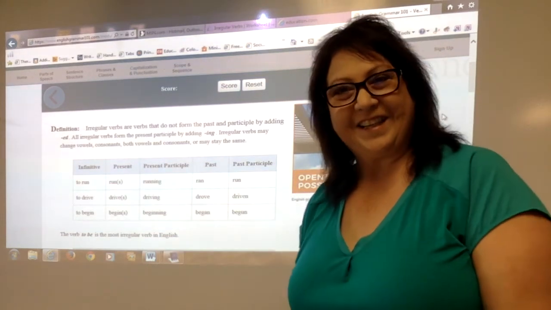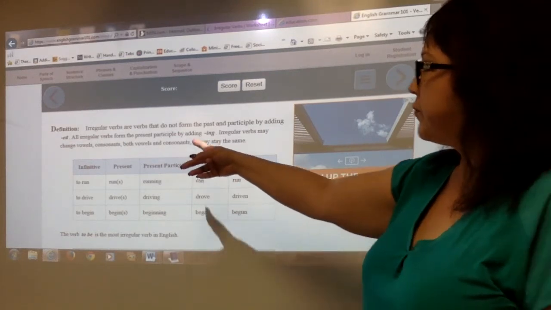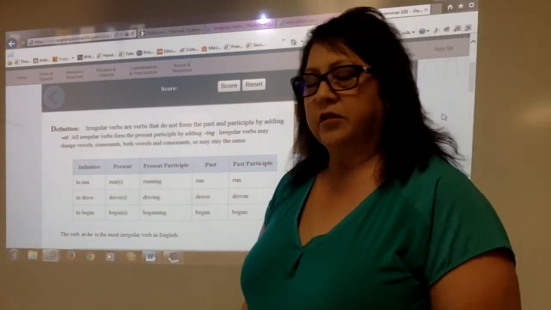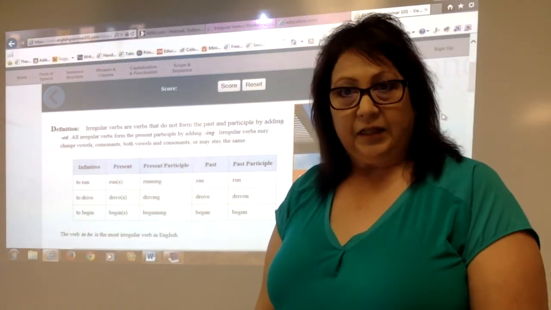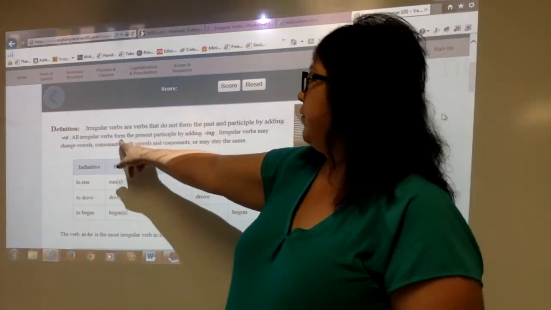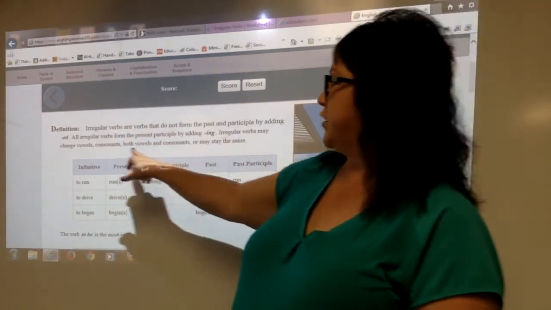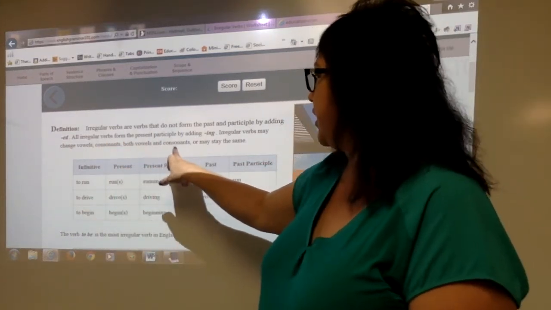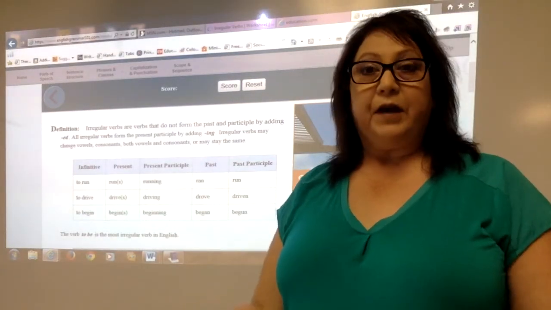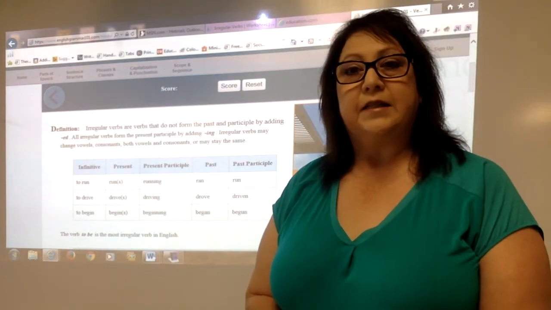So, ready? Let's go. The definition of irregular verbs: verbs that do not form the past and past participle by adding ed. So what that is saying is we're not adding ed to these verbs. Instead, irregular verbs form the present participle by adding ing. Irregular verbs may change vowels, consonants, both vowels and consonants, or they may stay the same. That's a very technical definition. So let's work through it so that we can understand it, and let's see how the process goes.